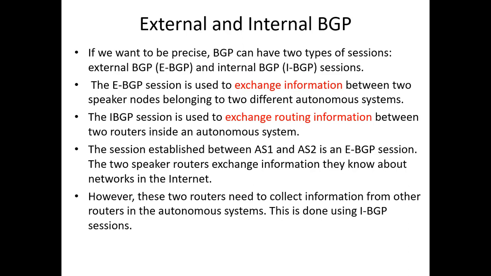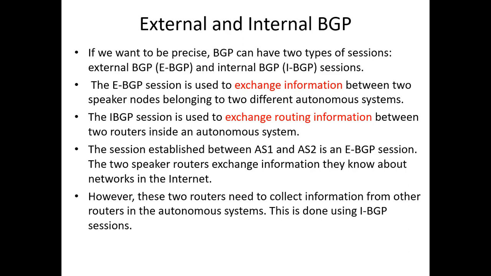So we communicate within a single autonomous system, and we communicate between two autonomous systems. When communicating within an autonomous system, we use interior Border Gateway Protocol. Suppose we exchange information from one autonomous system to another autonomous system, then we use exterior Border Gateway Protocol.